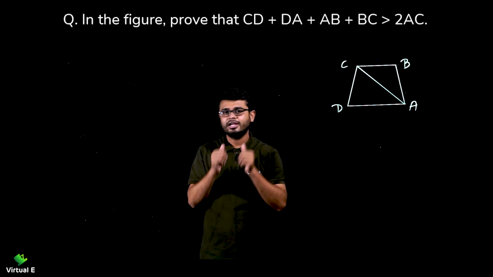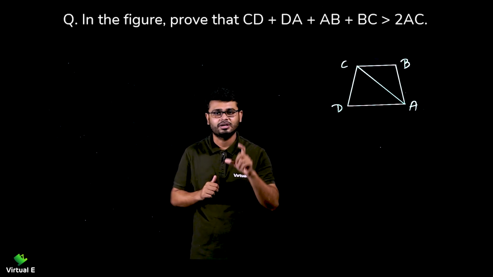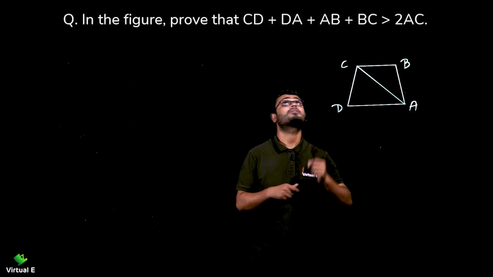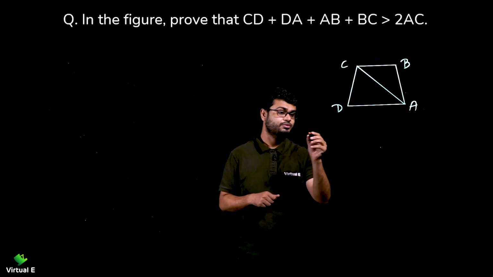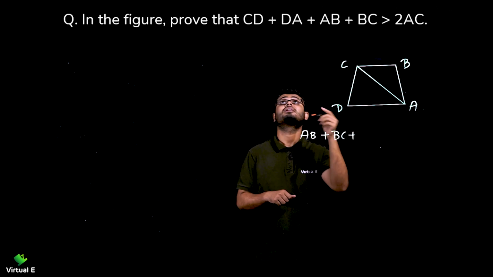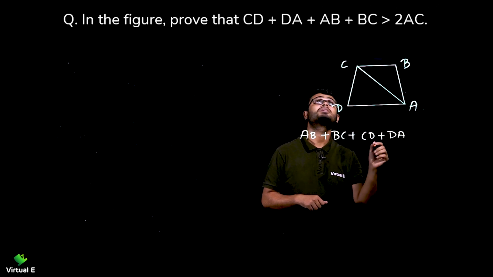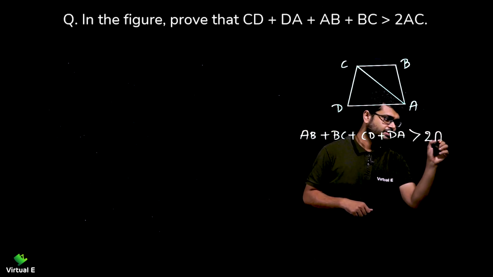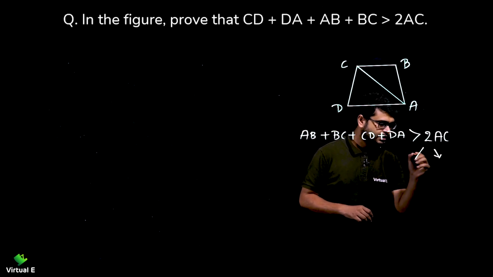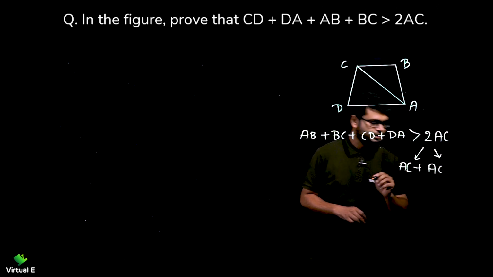If you recall the sums that we did previously, we have done some like that related to PS1, right? So we are going to take help of that concept and solve this question. So basically we just need to write that AB plus BC plus CD plus DA is greater than twice AC. This is what we need to prove. Again, here we will write AC plus AC.